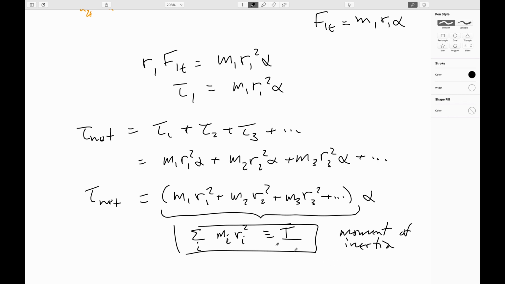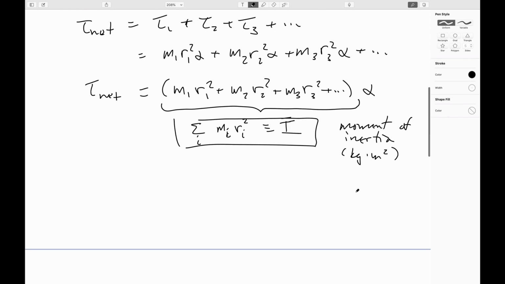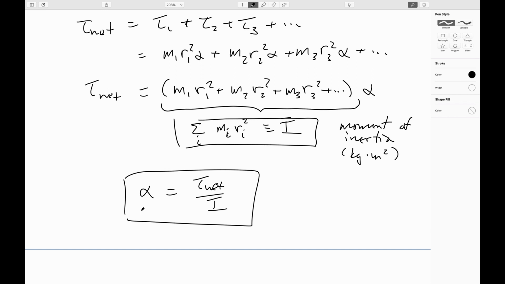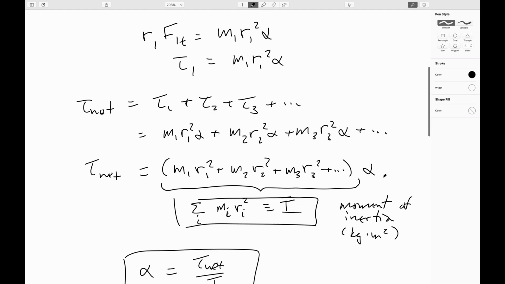And you can see typical units are going to be kilogram meters squared. So with that, I can divide both sides through by this moment of inertia and get that the angular acceleration is equal to the net torque over this moment of inertia. And this usually gets officially called Newton's second law for rotations, but I'm not a fan. I prefer saying it's Newton's second law applied to rotations, and this is why.